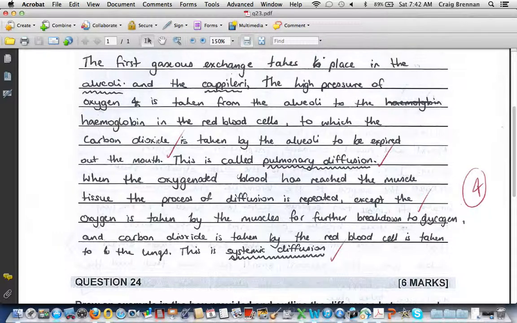I like the way he's underlined capillary, alveoli, pulmonary diffusion, systemic diffusion. Some of these real key terms need to be in this answer, which is why he's been able to get 4 marks in this question.